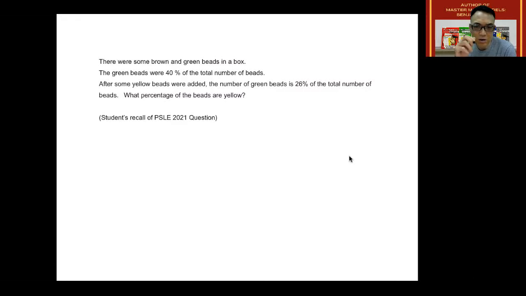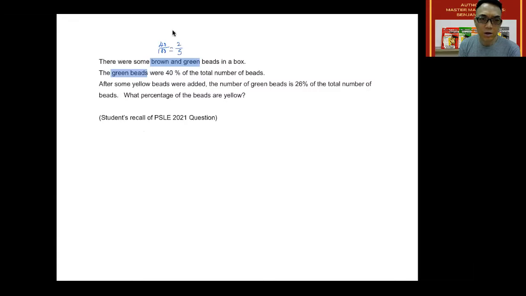Carry on, and this is how it goes. My goal is to make it simple for you to understand and to do such questions. Now, as usual, our first step should always be to highlight keywords, and they are that there are brown and green beads in a box, of which the green beads were 40% of the total. Now, it is a good habit to change percentages into fractions because it makes it a lot easier to do. So 40%, if you calculate it, will become 40 out of 100, which then becomes 2/5.